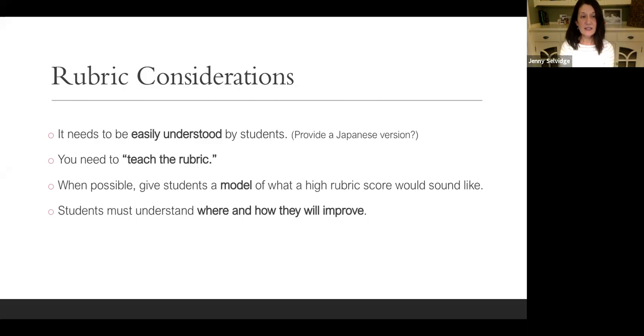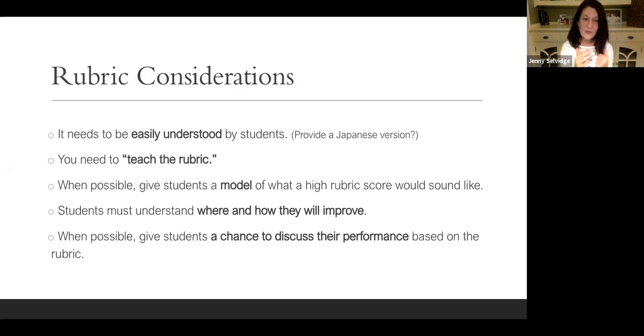It's always helpful to give them a model if possible. And then, what I like about highlighting, like if they got a 3 in fluency and a 4 in comprehensibility, students need to understand where and how they will improve. So if they are a 3 in fluency, they know what they need to do to get up to a 4. They know the direction they need to go in. Okay, so that helps with that.